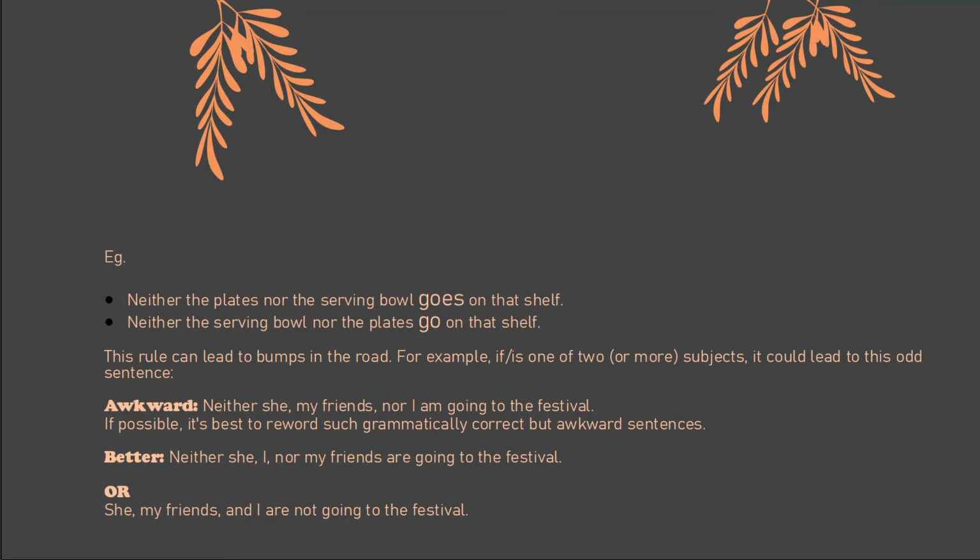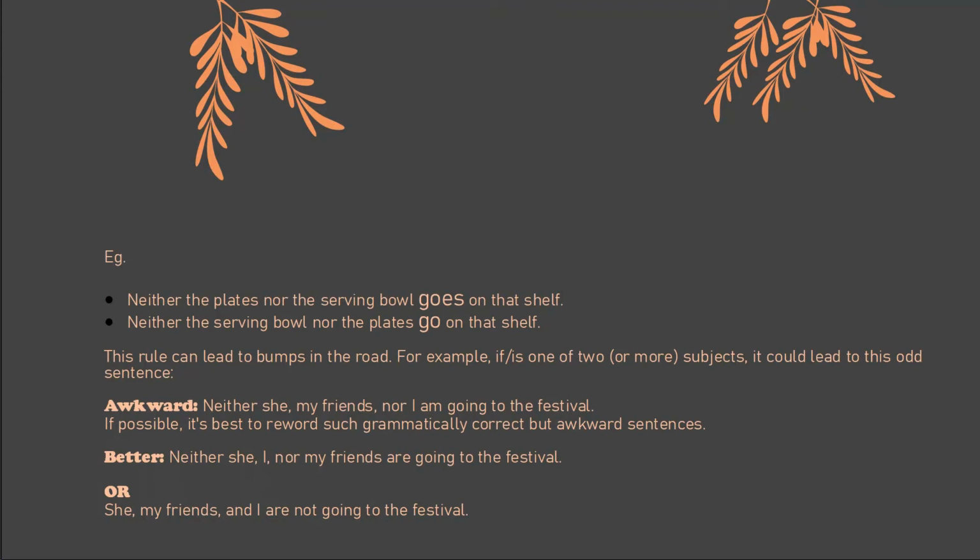As I said earlier, whenever you add S to a verb form, you make the verb singular. Always remember this. So this rule can lead to bumps in the road. For example, if I is one of the two or more subjects, it could lead to this odd sentence. For example, neither she, my friends, nor I am going to the festival. If possible, it's best to revise such grammatically correct but awkward sentences.